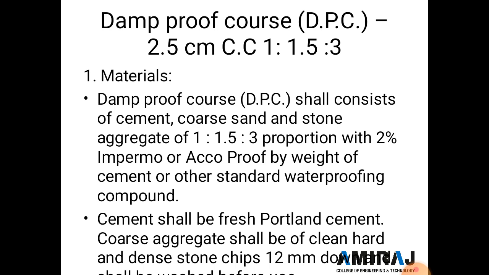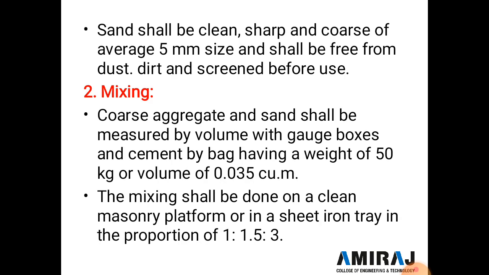So cement shall be fresh Portland cement, and coarse aggregate shall be clean, hard, and dense stone chip. 12 mm is generally used in a DPC, and sand should be clean, sharp, and coarse, of average 5 mm in size, and free from dust and dirt, and screened before using.